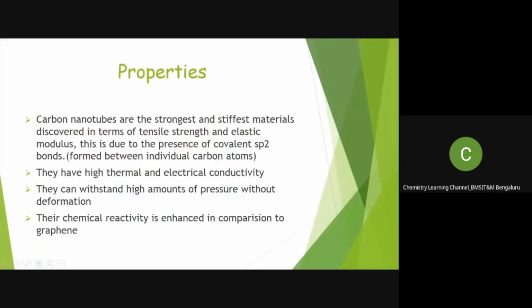And the properties of carbon nanotubes: these are the strongest and stiffest materials discovered in terms of tensile strength and elastic modulus. And this is due to the presence of covalent sp2 bonds, which are formed between the individual carbon atoms. They exhibit high thermal and electrical conductivity and can withstand high amounts of pressure without undergoing deformation. The chemical reactivity of carbon nanotubes is enhanced in comparison to graphene.